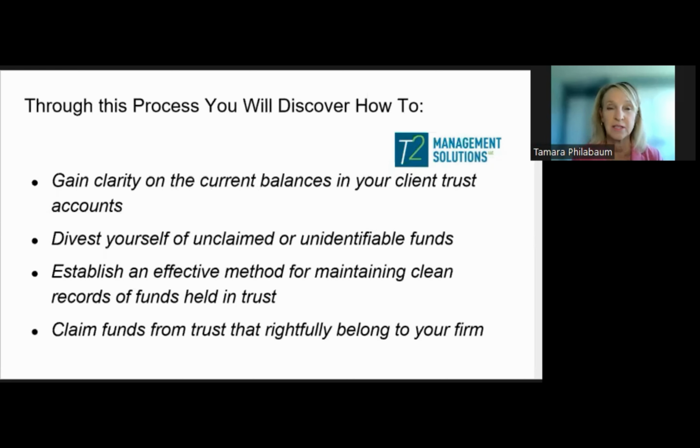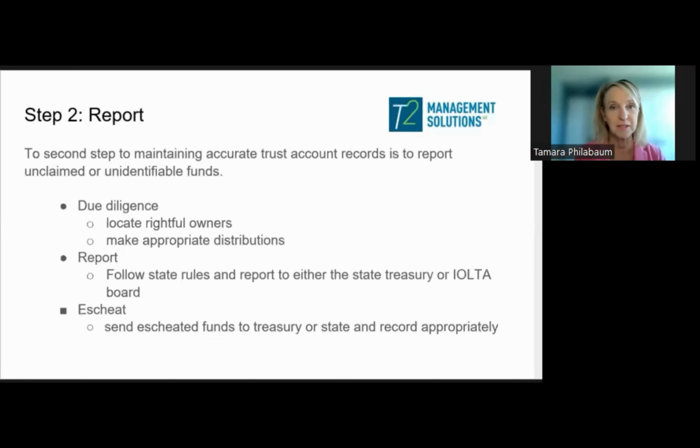Step 2 is report. The second step in maintaining your accurate trust account records is to report your unclaimed and unidentifiable funds. This can be very difficult at first. You have to do your due diligence to make sure you've worked hard to locate rightful owners and make the appropriate distributions. After you've done that, you can report those unclaimed or unidentifiable funds to the state based on your state rules. Usually the money will go to the state treasury or the IOLTA board. And then you need to escheat those funds. In other words, get them out of your account and into the hands of the rightful organization, the treasury or the IOLTA board.